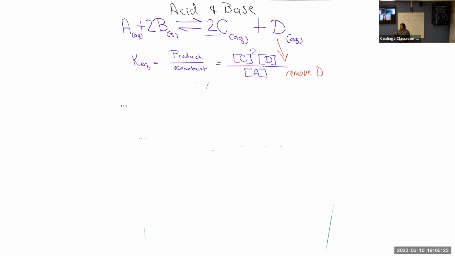Now in equilibrium, both sides are moving in equal directions, right? If you remove something involved in that reaction from one side, it's going to affect that equilibrium. So if I remove D, it's going to cause the reaction to go in the forward direction. This is called the forward direction.